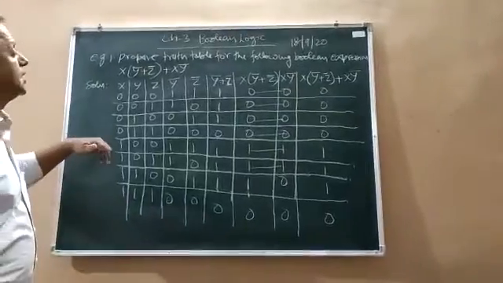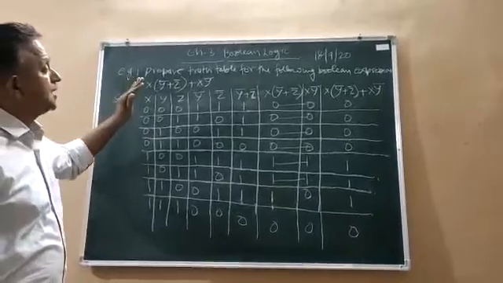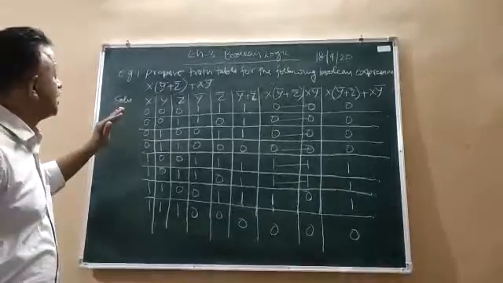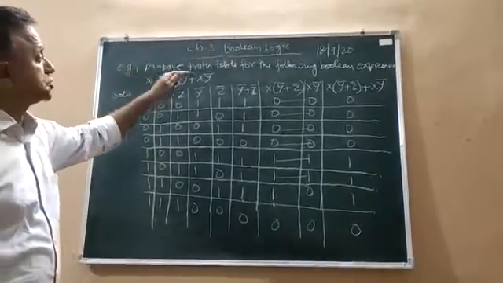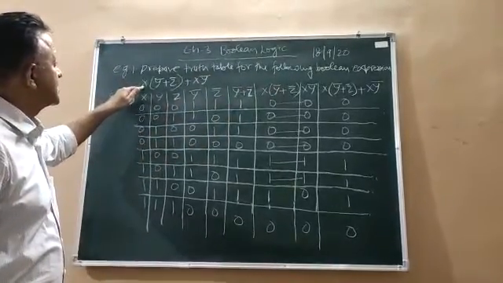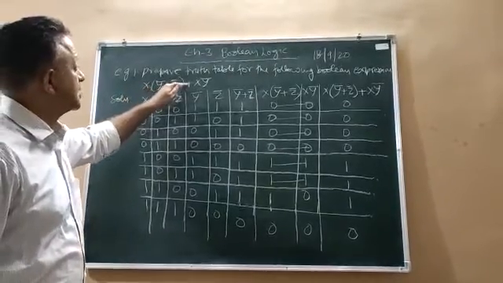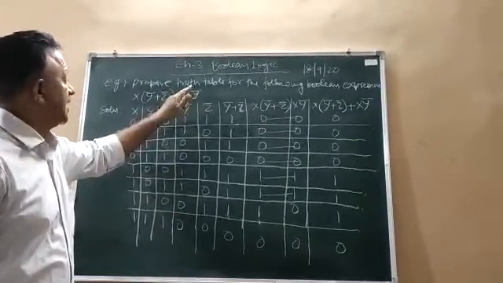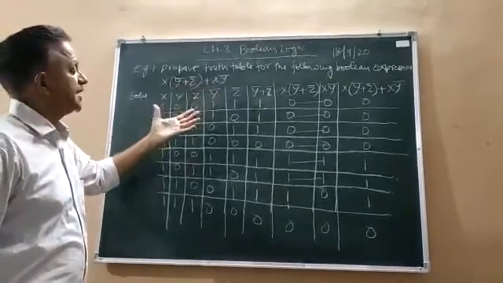Hello students, we are going through the third chapter, that is Boolean logic. In this we are doing how to prepare a truth table for a given expression. So we are taking one example again here, that is, prepare a truth table for the following Boolean expression. That is, your expression is x times (y bar plus z bar) plus x dot y bar. So this is your expression. For this expression we have to prepare a truth table.